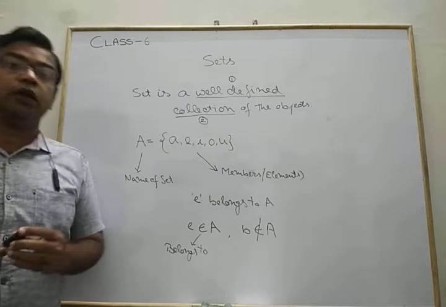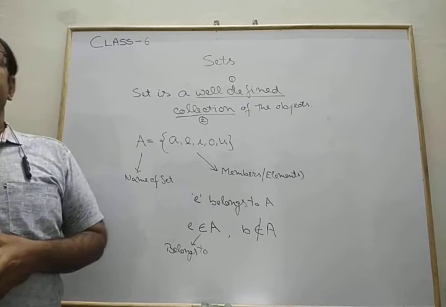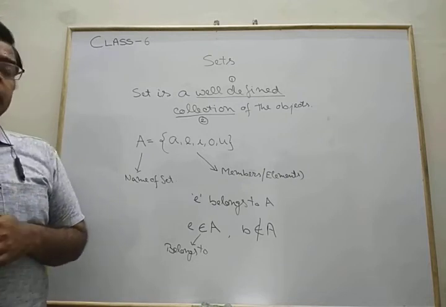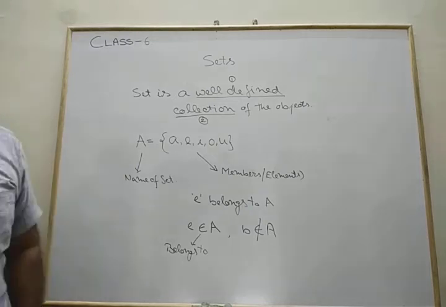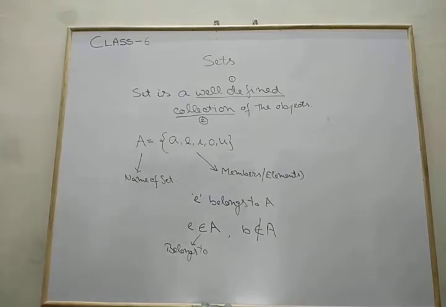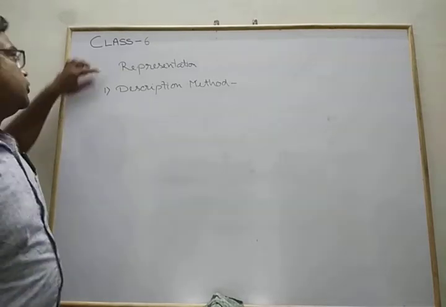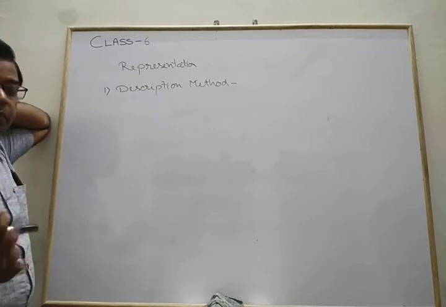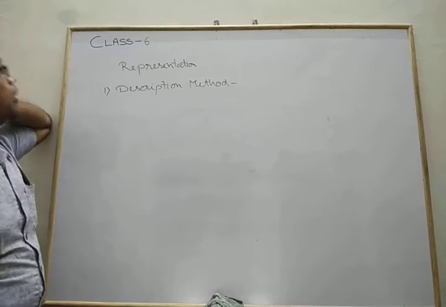Now we are going to discuss how we represent a set. There are various types of set representation. How do we write the set? There are mainly 3 methods, and we discuss all these methods right now.